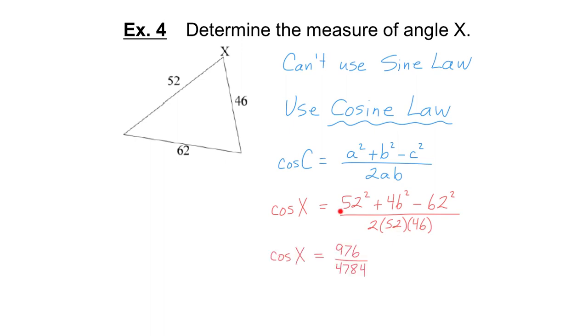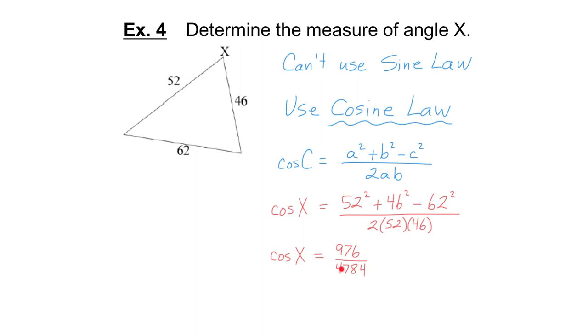Now, I always recommend that you work this fraction out separately for the numerator and denominator instead of trying to do this entire calculation all at once. Because if you're not putting brackets around the numerator or brackets around the denominator in your calculator, it's not going to work out properly for you. So just calculate the numerator, 52 squared plus 46 squared minus 62 squared, it's 976. And the denominator, 2 times 52 times 46, that's 4,784.